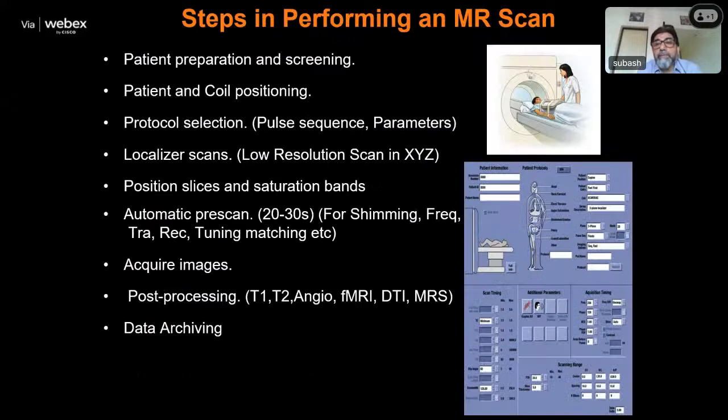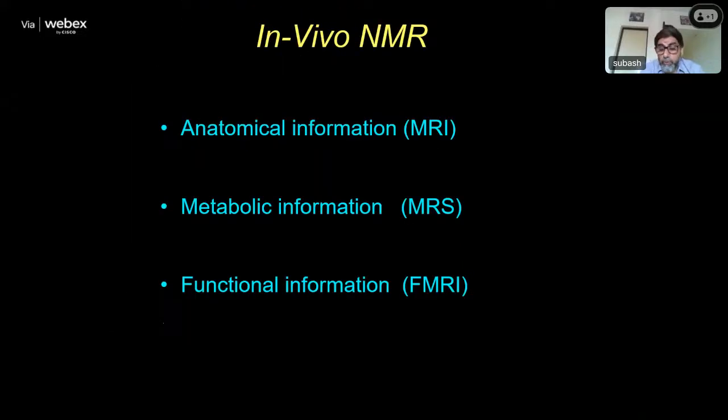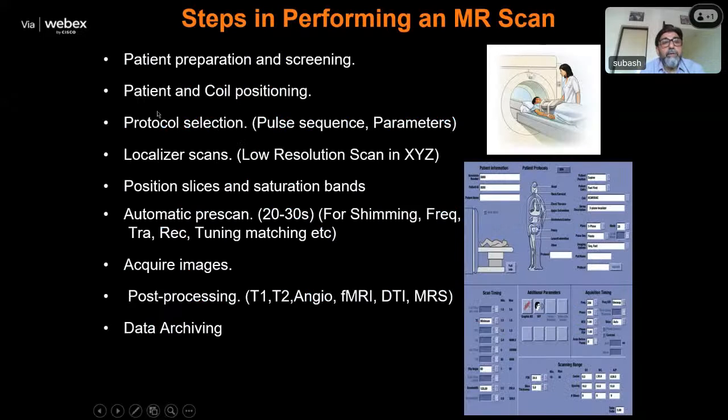So when you have to perform this experiment, the first step is to screen the patient for any ferromagnetic materials or any material which can fly out into the magnet. Then you position the patient and use the appropriate receiver coil, which receives the signal. There are different coils for different body parts, so depending on which part of the body you are imaging, you will appropriately place the coil. Then you select the pulse sequence and the parameters of the technique you want to use.